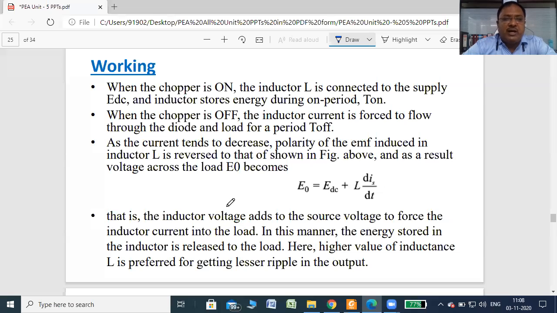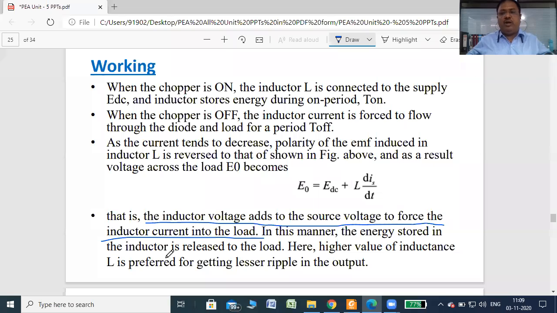As the current tends to decrease, the polarity of the EMF induced in the inductor is reversed to that shown in the figure, and as a result the voltage across the load is E0 equal to EDC plus L di by dt. So the inductor voltage adds to the source voltage. This is important. The inductor voltage adds to the source voltage to force the inductor current into the load. In this manner, the energy stored in the inductor is released to the load.